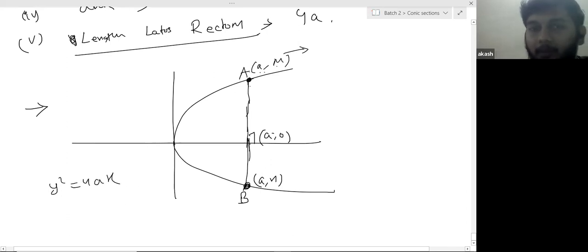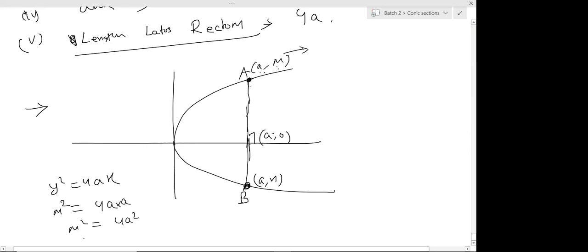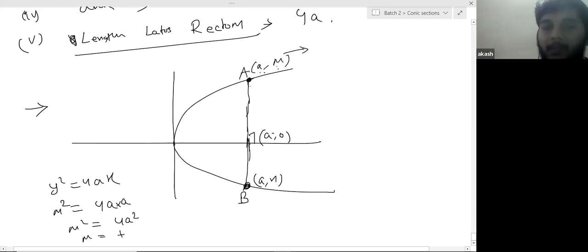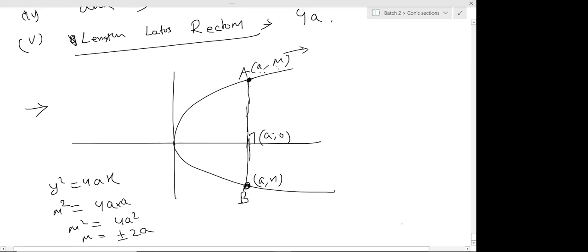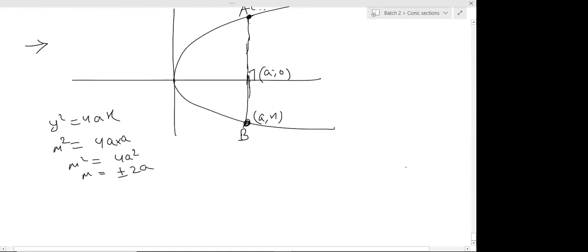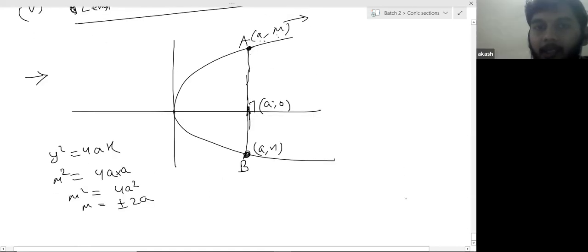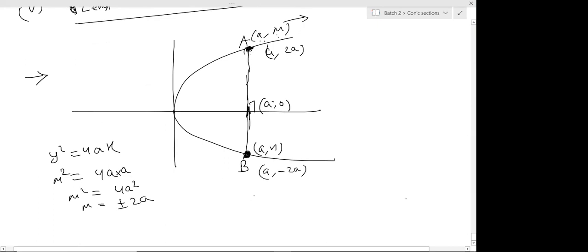So let me put the value of a and m here. So this is m square equals 4a square, so m equals plus minus 2a. Why two values? Because at this x coordinate there are 2 points which are on the parabola. So this is a comma 2a, the positive one, and this is a comma minus 2a. Is that clear now, Atisha?